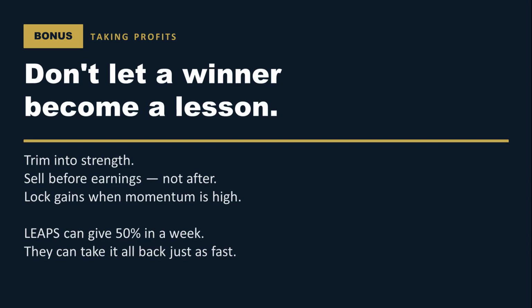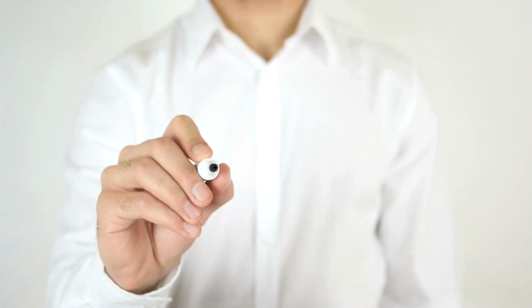Bonus. Taking profits. One more thing, because you already know this, and it's an edge most traders waste. You don't hold LEAPS blindly into earnings. You trim into strength. You lock gains when momentum is high. You sell before the event, not after. LEAPS can give you a 50% gain in a week and take it all back just as fast. Don't let a winner become a lesson.